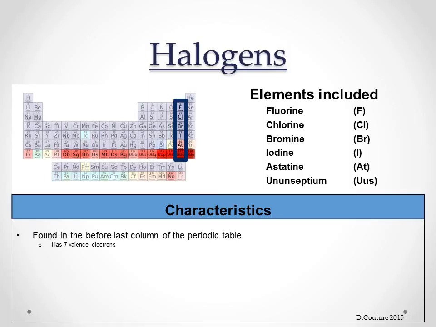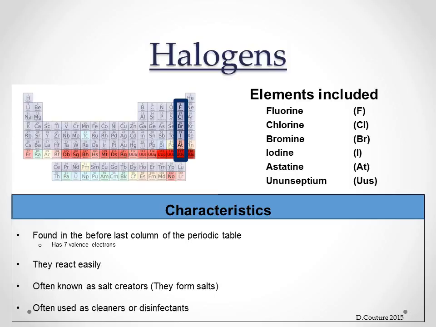So some characteristics of halogens, obviously before last column. They are found in group 7A with 7 valence electrons. They do react easily, often to form salts. So for example, table salt is sodium chloride. You can also have magnesium chloride and other salts which are not necessarily edible. And halogens are often used as cleaners or as disinfectants.